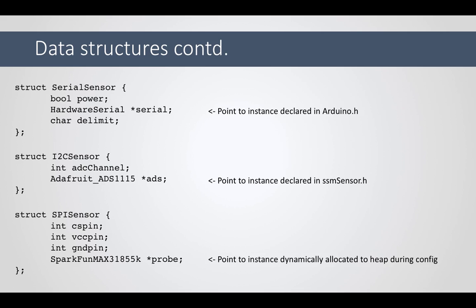Since serial, I2C, and SBI interface with different APIs, I had to store different info for each. Serial sensors store a pointer to which serial object you need to use to talk to them, and which delimiter they use. I2C sensors just need a channel and a pointer to the ADS object, since the ADS has multiple channels. The SBI sensors, however, all require their own ADCs, so I'm just letting the user define which digital I/O pins they want to use, and then dynamically instantiate a SparkFun probe object for each SBI sensor.